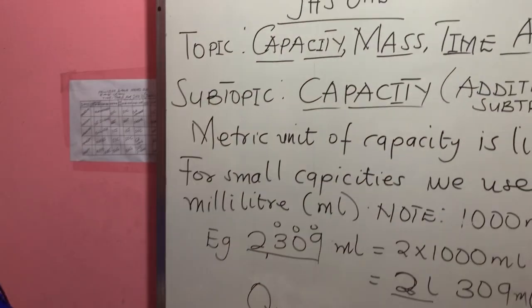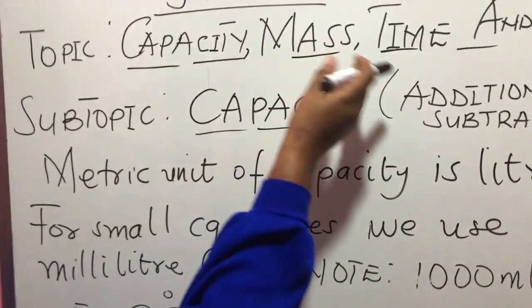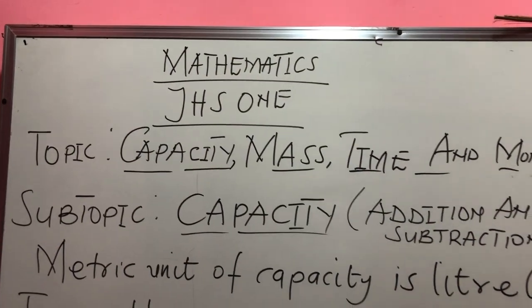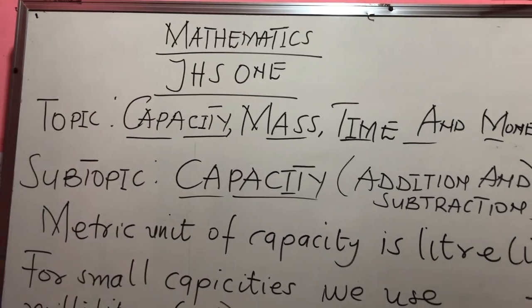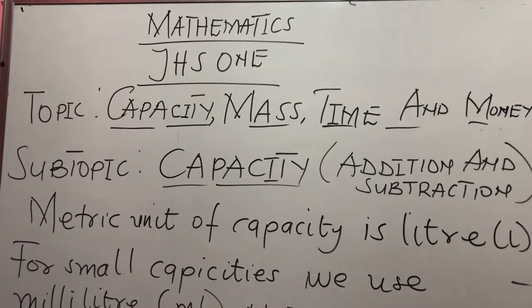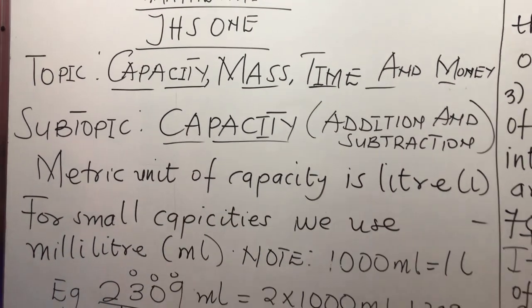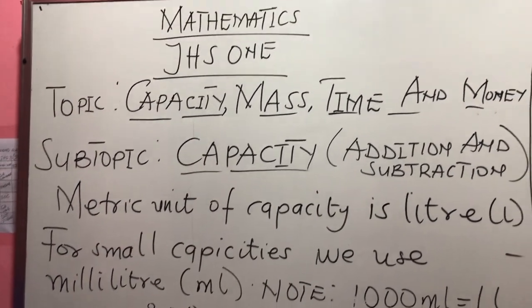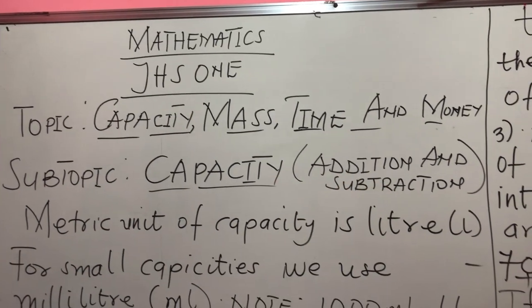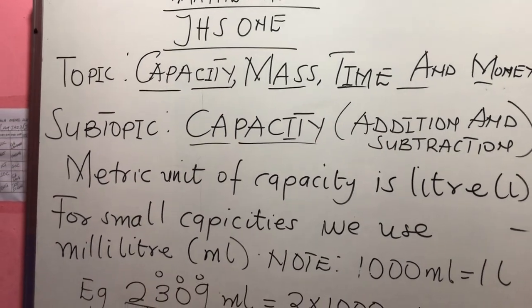So today let's look at the topic we have. We have capacity, mass, time and money. It's one topic, but we are going to deal with each of them separately. Now, what are we looking at today? Today we are looking at capacity. What about capacity are we looking at? We are going to add and subtract capacities.